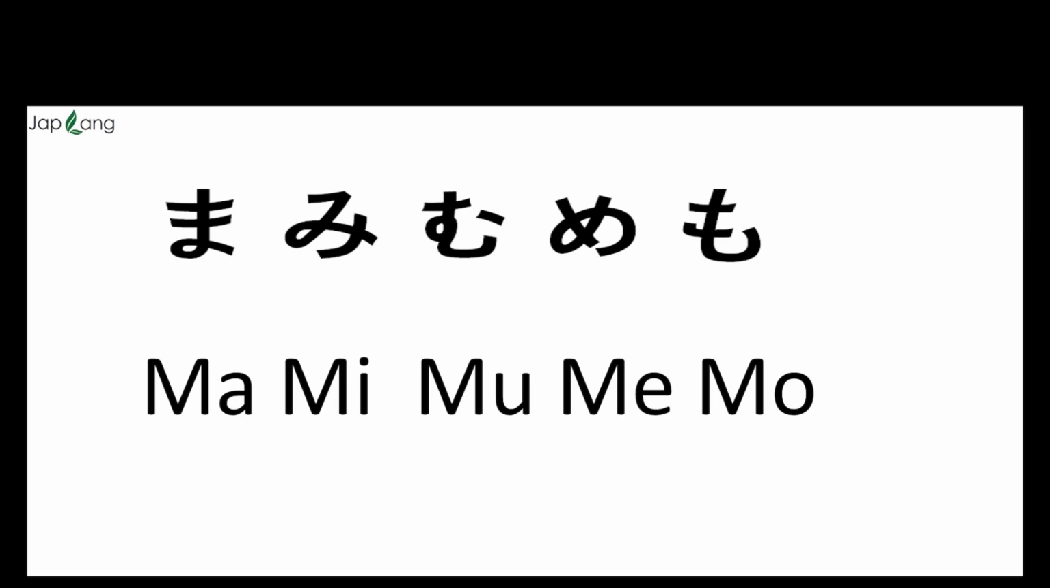We will be learning another 16 new alphabets. We'll start with Ma, Mi, Mu, Me, Mo. In Japanese we say like this: ma, mi, mu, me, mo.